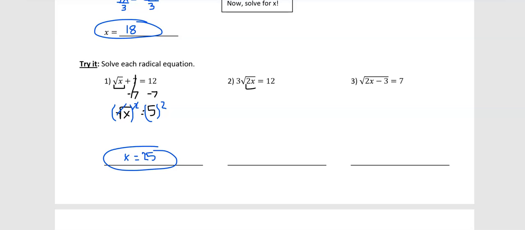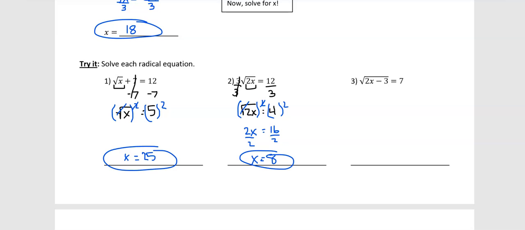Okay? Keep working on this stuff with you. This is the radical expression right here. So the 3 is on the outside. To get rid of the 3, we're going to divide by it. So I'm still left with the square root of 2x equals 4 now. And now we're at that step where we are going to square both sides to get rid of the radical. So I'm left with 2x equals 16. And then the last thing is just solve for x like we normally do. So x equals 8, and we're done.